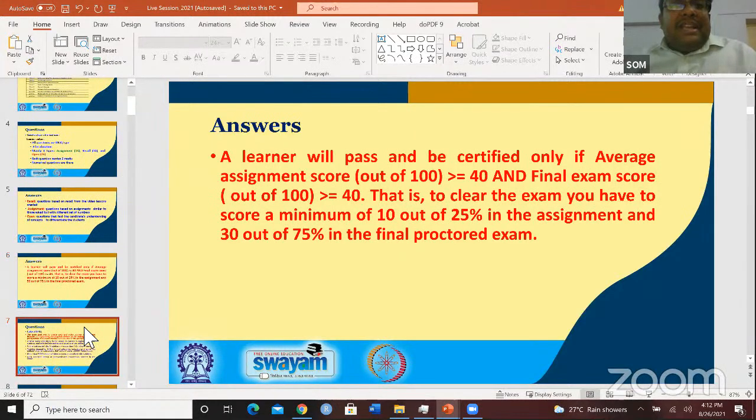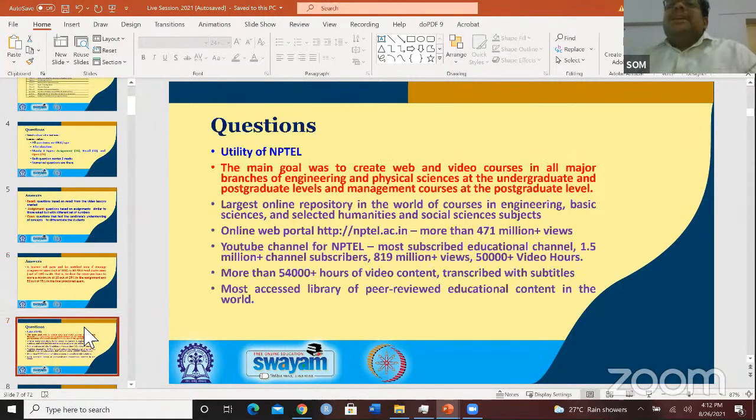Now, the next thing is, somebody has asked, what is the utility of the NPTEL? In the shared Google Sheet, you have asked what is the utility of the NPTEL. I don't think that I need to discuss this utility of the NPTEL, because you all know about it. But again, I would just like to give a broad overview of why we should take an NPTEL course. The main goal of NPTEL is to create web and video courses in all major branches of engineering and physical science at the undergraduate and postgraduate levels, and management courses at the postgraduate level.